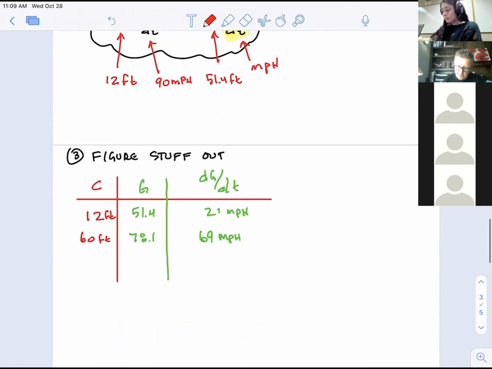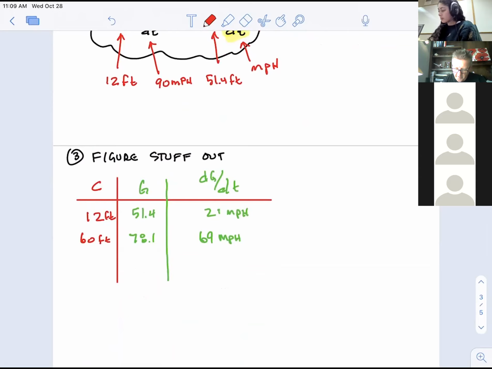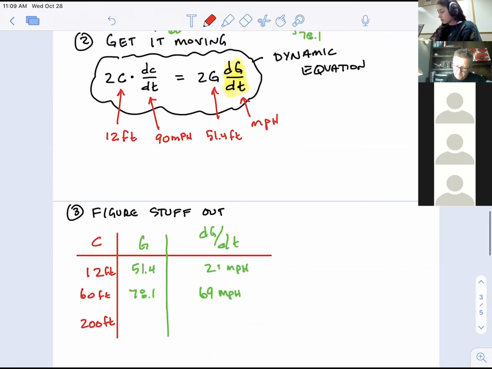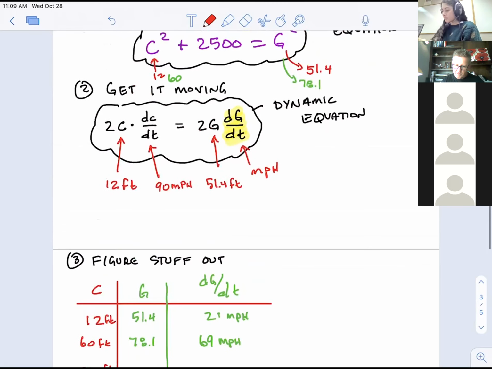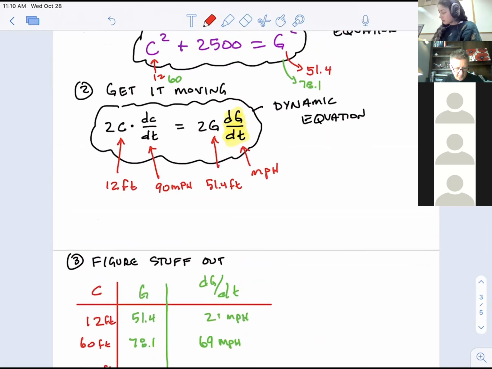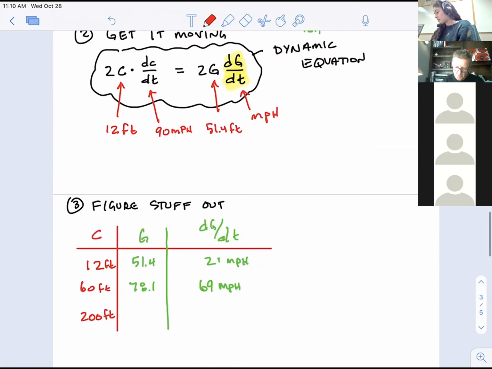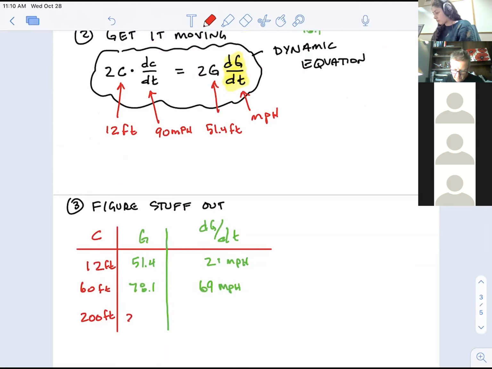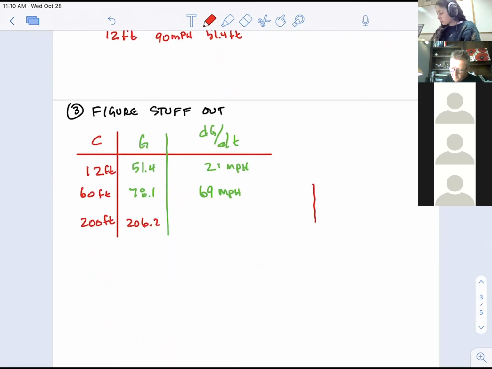Well, let's go out a little bit further. Let's go one more distance out. Let's say you're quite a ways out there, like say 200 feet now. Again, I've got to figure out G. So I've got to go 200 squared plus 2,500, square root that. If I do that, I get G is 206.2 approximately. Let's just draw a quick picture. Does that make sense? 50 feet here, 200 feet here, so like 4 times as long. Wouldn't it make sense that if this was 200, this wouldn't be that much longer? That kind of makes sense, doesn't it?